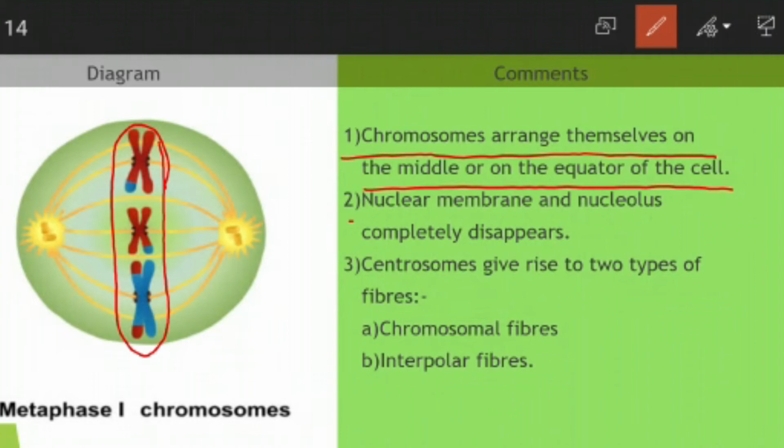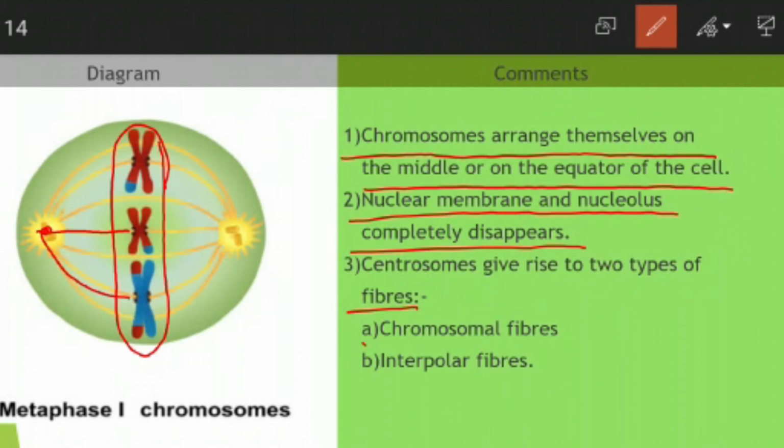Then, see, nuclear membrane and nucleolus completely disappear. What about centrosome? Centrosome gives rise to two types of fibers. One fiber, can you see from the diagram, this fiber which is arising from the centrosome and coming up to this chromosome. The fiber which is arising from centrosome and coming up to chromosome. This type of fiber is called as chromosomal fiber.